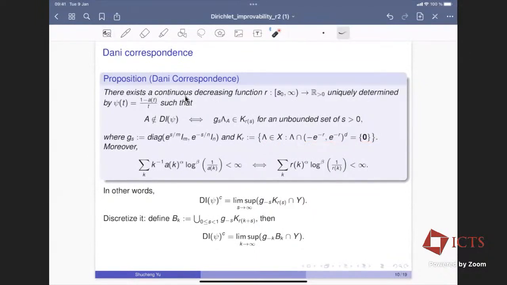So basically we are in a situation where you have this continuous flow, and you also have a continuous family of shrinking targets. In our case, those sets shrink, and we are now looking at the conditions on when, for generic lambda A, this flow GS lambda A would hit this continuous family of shrinking targets for an unbounded set of S. And so we have reduced this question to a problem called the shrinking target problem.